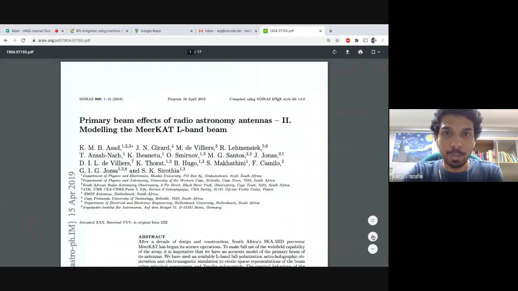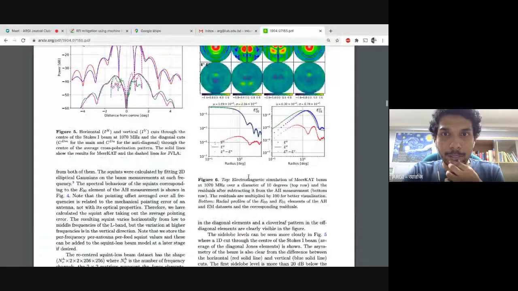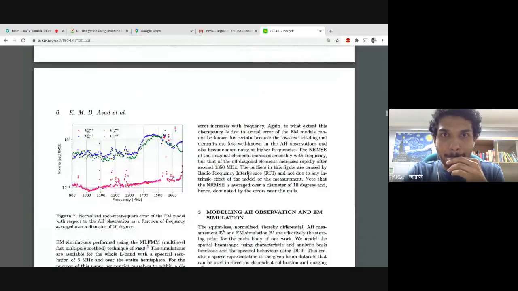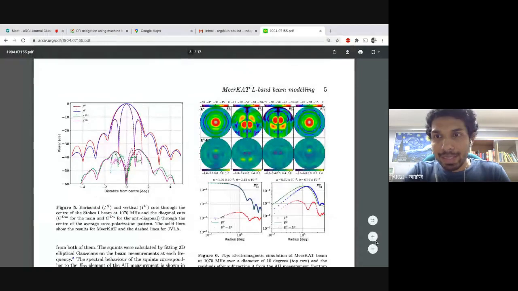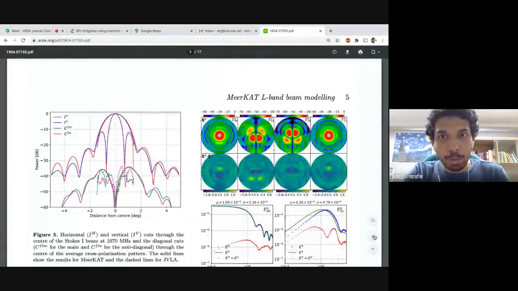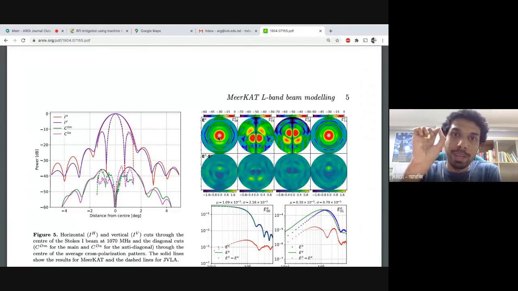Now, if I go to this paper and check something, okay, I'll show you this image. This is actually a real observation, although it is not an observation of a specific object. The observation was of a galaxy, let's say.